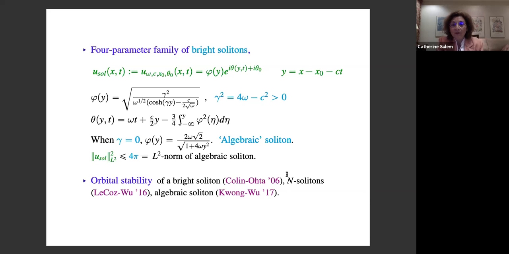Somehow, when t goes to infinity, n soliton behaves like the sum of n separated solitons that each moves at its own velocity. And there was also a result about this algebraic soliton, up to all these transformations that leave the equation invariant, in particular the scaling transformation.